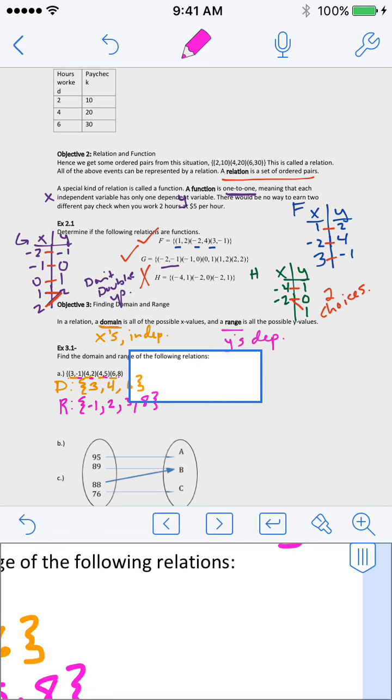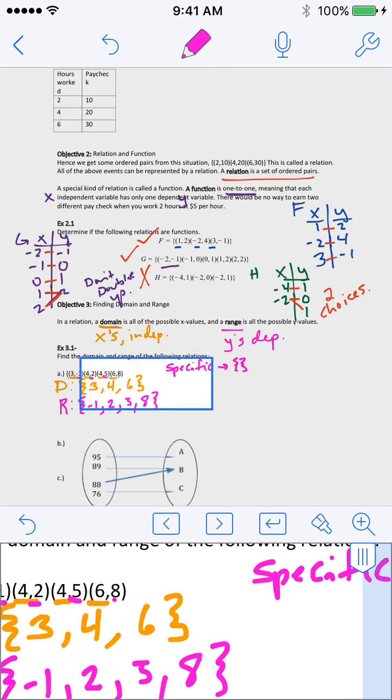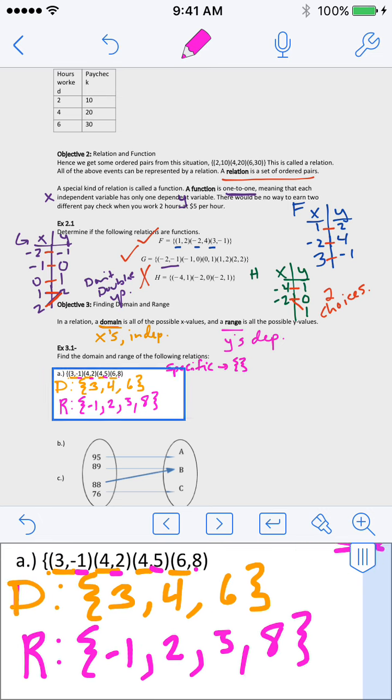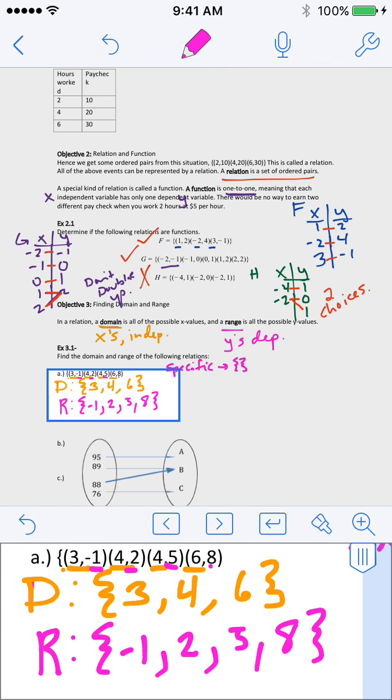For specific domains and ranges, you use a curly bracket. Okay? We'll talk about when we don't have a very specific one later on, but right now, you just use a curly bracket and list what you see. Let's decide if this is a function. What do you guys think? Do you think with this domain and range, it's a function?